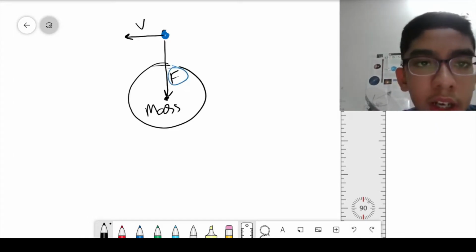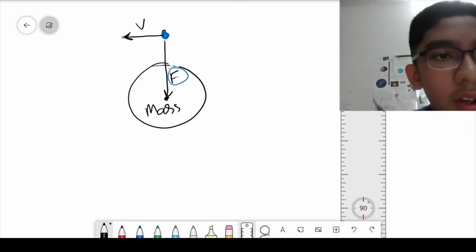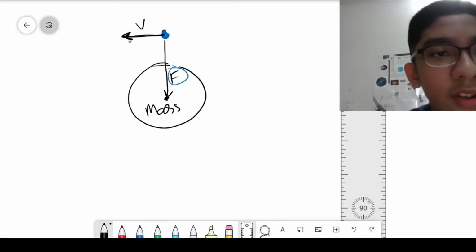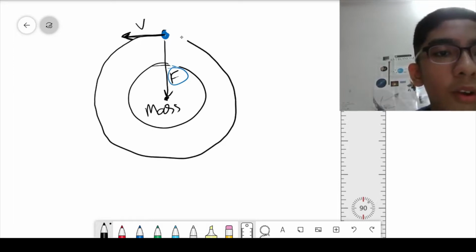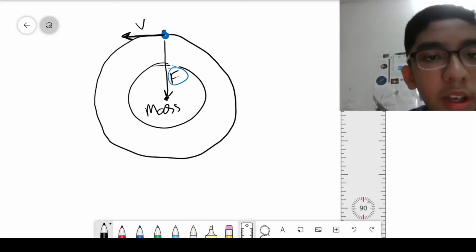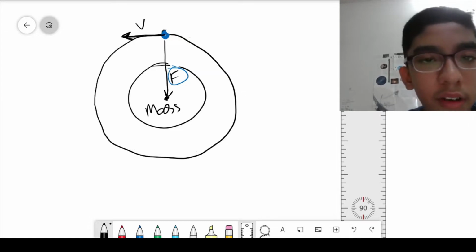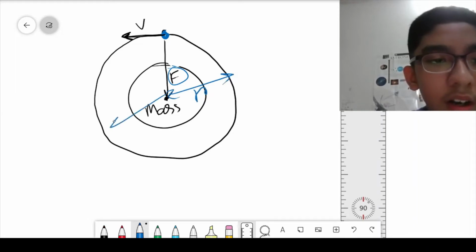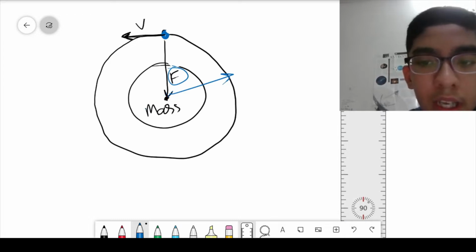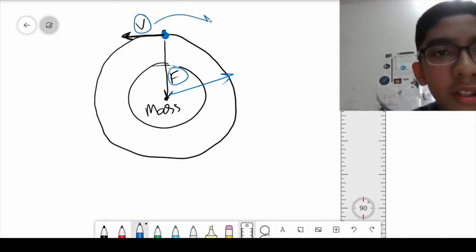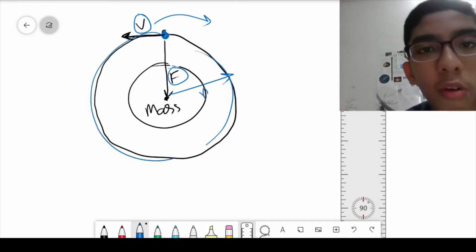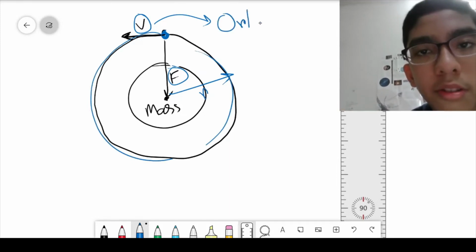At a certain velocity, this object will keep on falling and falling, but it will actually never reach the ground, and so it maintains this distance r from the center of the planet. And that velocity at which it maintains this distance r, or orbits, is called the orbital velocity.